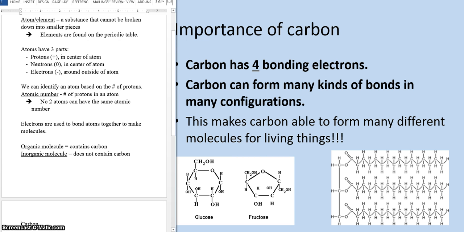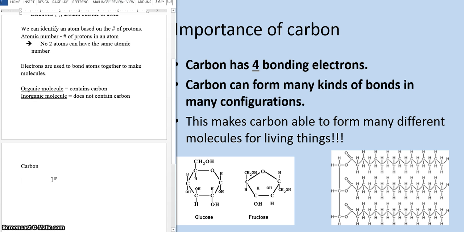Let's put carbon on a page by itself. Here we go. That concludes the notes for today on elements. Please, if you have any questions, remember to write them down so that you can remember to ask them later.